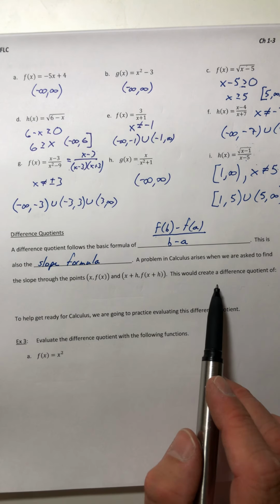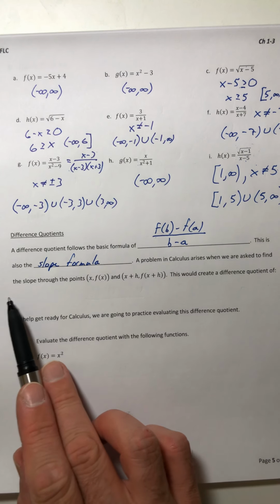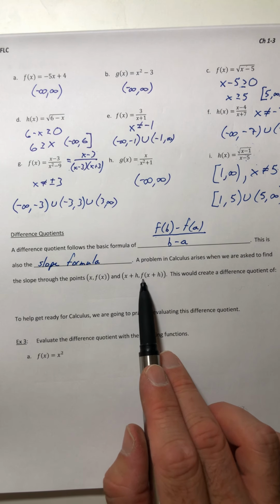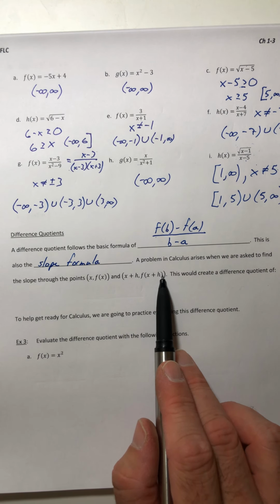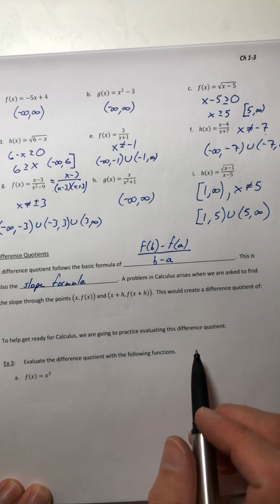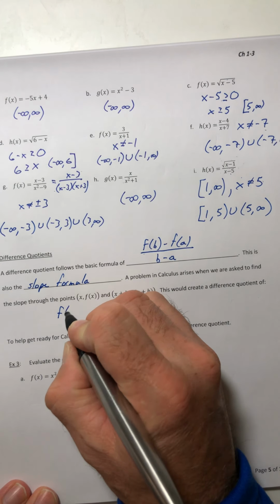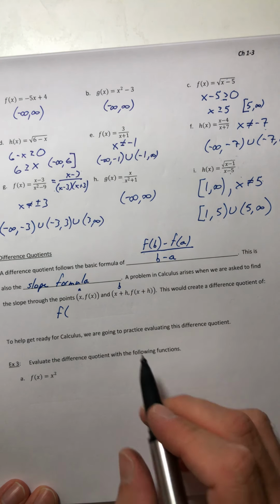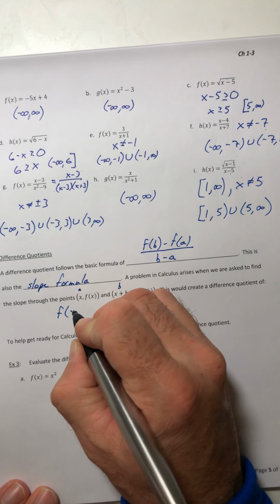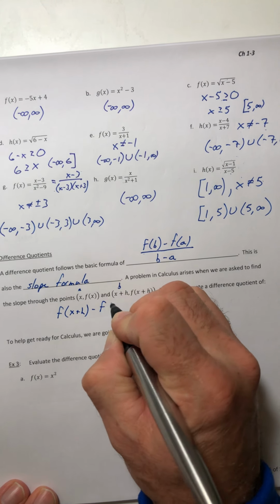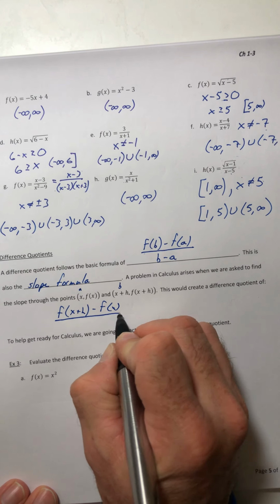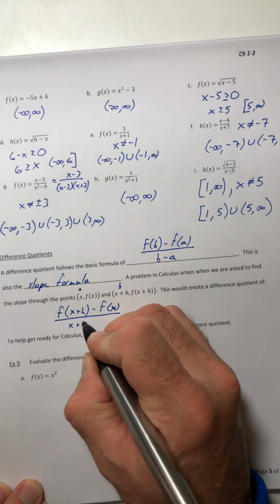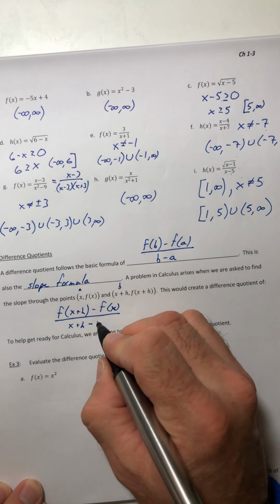So a problem in calculus arises when we are asked to find the slope of the line through the points x, f of x, and x plus h, comma, f of x plus h. This would create a difference quotient of, so we're going to use this as our a, and this one is our b. So f of x plus h minus f of x, all over the b, which is x plus h, minus the a, which is x.